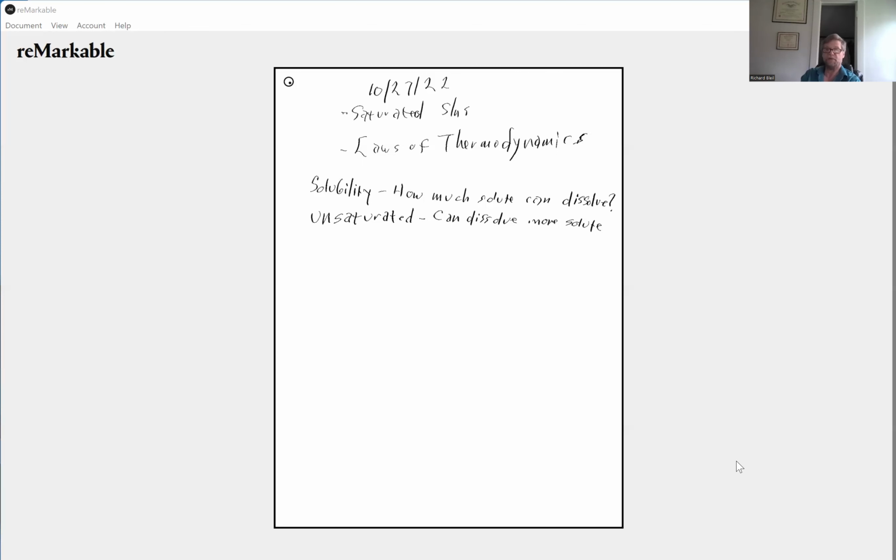If you have dissolved as much solute as possible, you are at a saturated solution. You have dissolved as much as possible. You're at the maximum solubility. This is one of those terms that people misunderstand because they confuse it with what is called supersaturated.